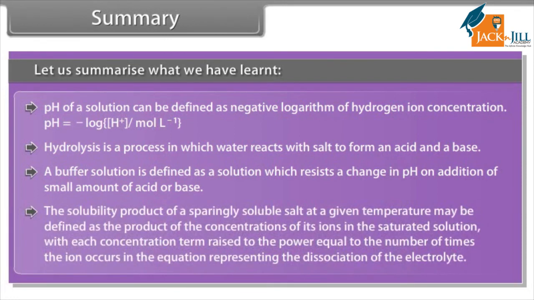The solubility product of a sparingly soluble salt at a given temperature may be defined as the product of the concentrations of its ions in the saturated solution, with each concentration term raised to the power equal to the number of times the ion occurs in the equation representing the dissociation of the electrolyte.